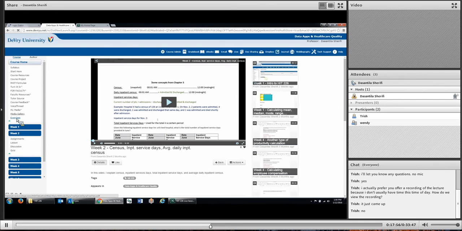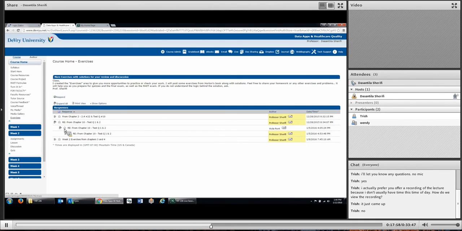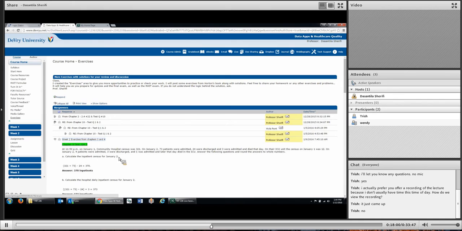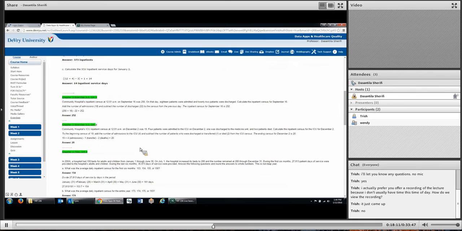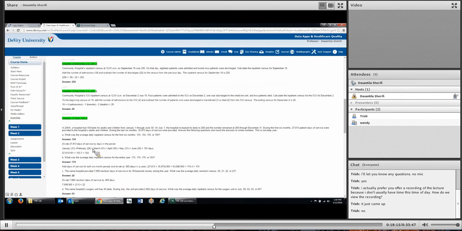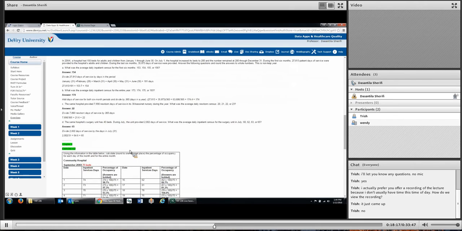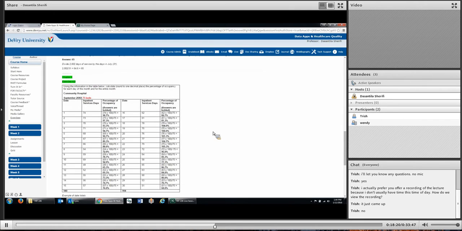Another area is the exercises area. For week 2, I posted a number of exercises with solutions. Again, there are more examples here on how to calculate patient census, daily census. You have service days, and you have hospital occupancy. For example, hospital occupancy is going to be one of your problems in your quiz. I mean, it might be.